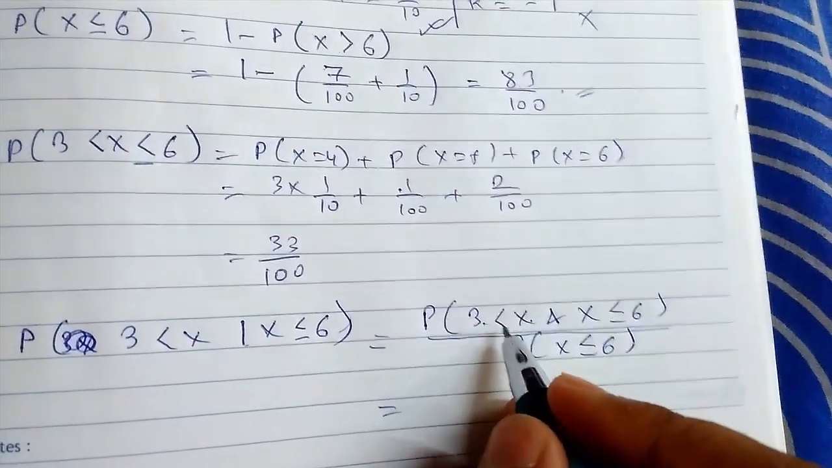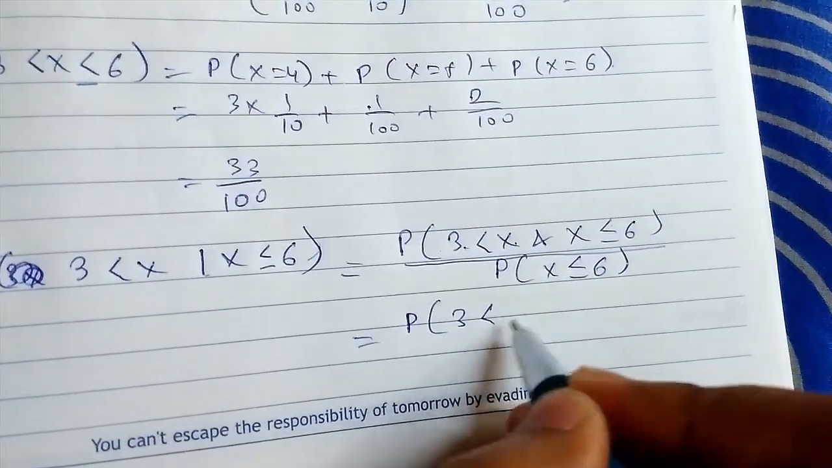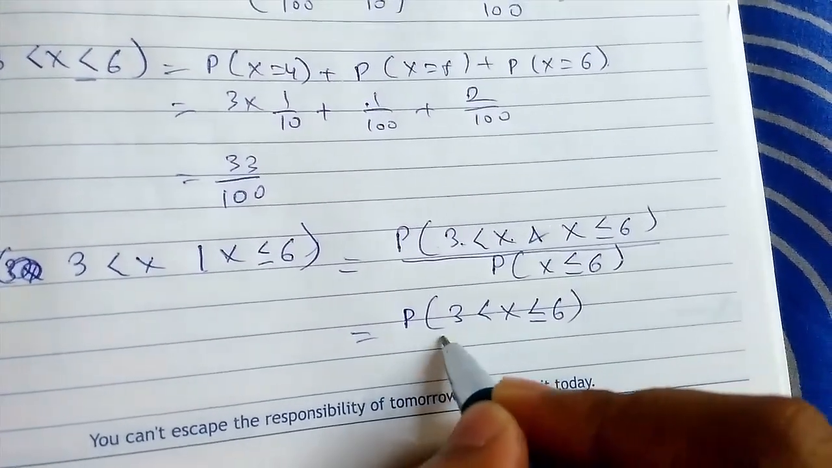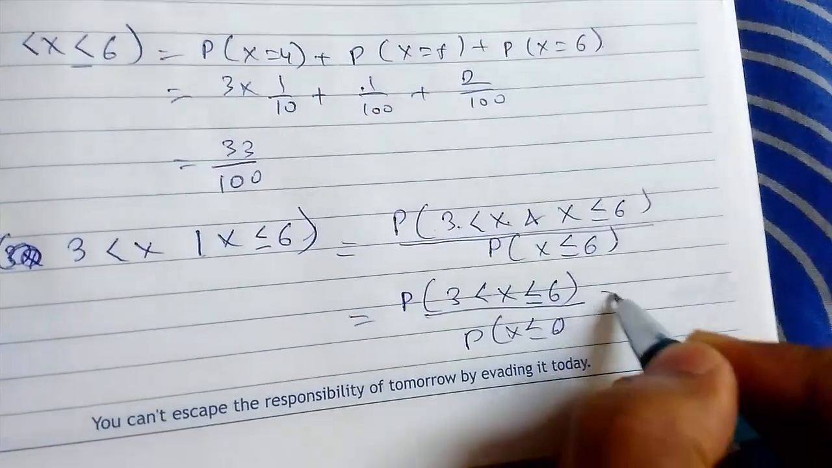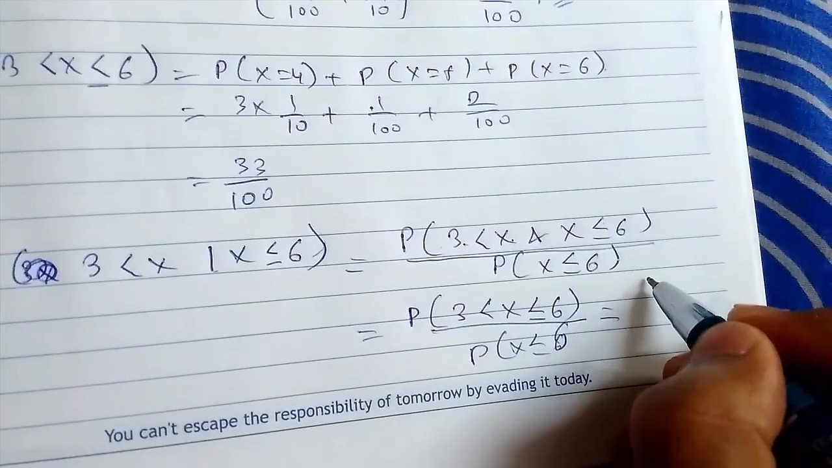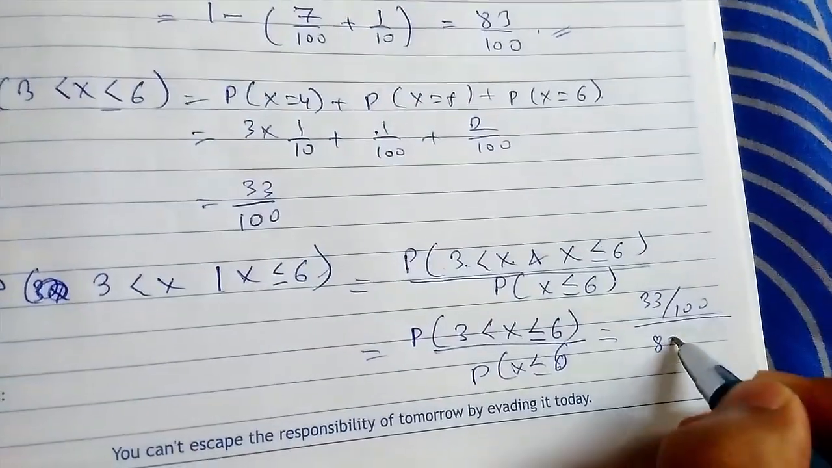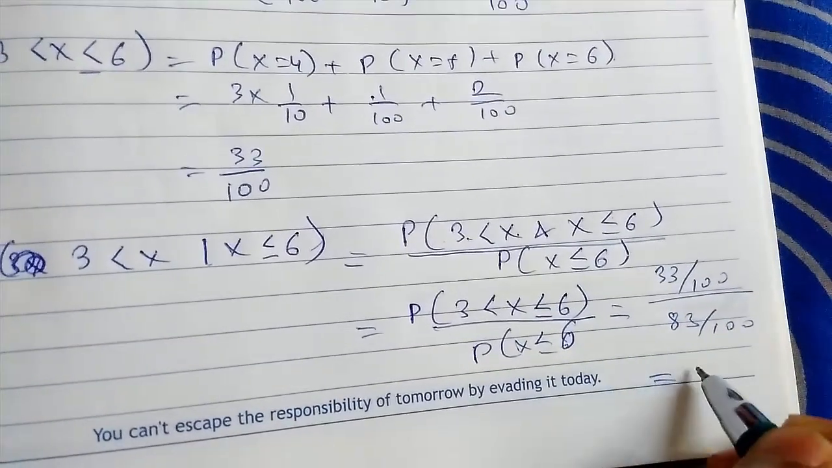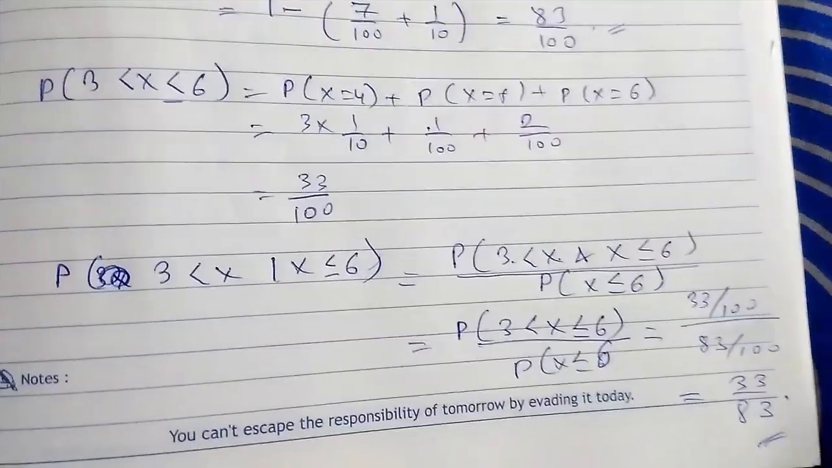We have already found the value of this. I'll just arrange one more so it will be easy to understand. So the value of this was what? 33 by 100, and the first one value was 83 by 100. So the final value is 33 by 83. So this is the required probability.